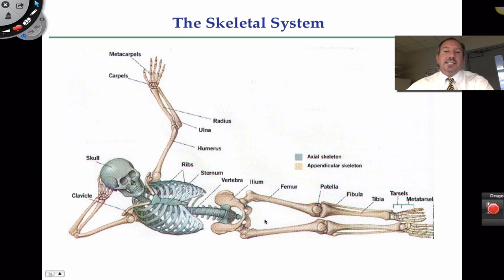We can break the skeleton up into what's known as the axial skeleton, which is made up of the skull and the rib cage and the vertebrae and the sacrum and coccyx bones. And then the appendicular, or appendages, are the arms and the pelvis and the legs.